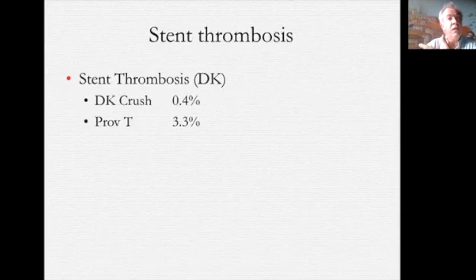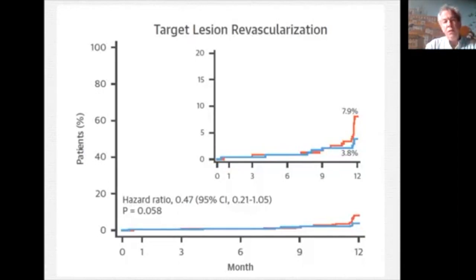So provisional T, 3.3%, which is very high, DK crush very low. It was unfortunate that the planned angiographic follow-up, which was due to occur beyond the 12-month primary endpoint, actually quite often occurred before. And you can see here in this graph the effect, the oculostenotic response perhaps, when restenosis that was not clinically apparent was seen at an early repeat angiogram.